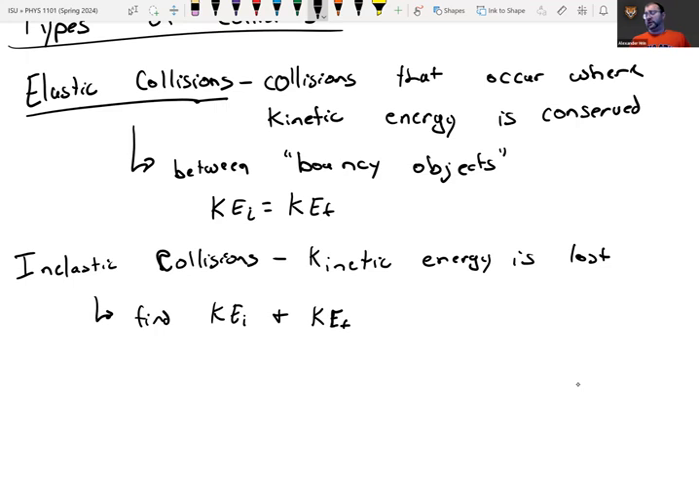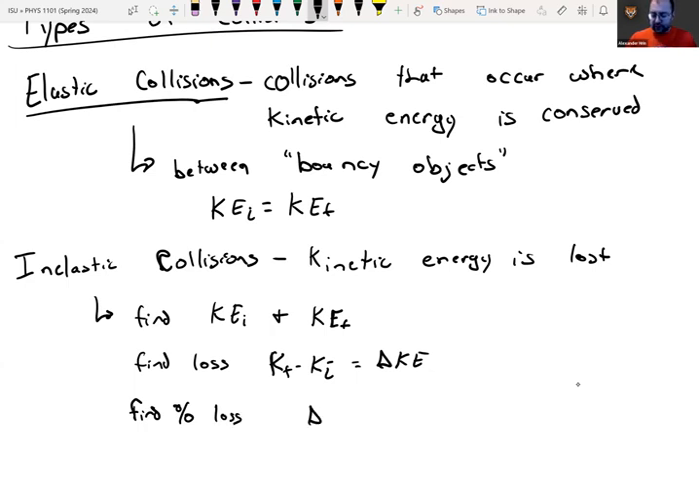Initial kinetic energy and final kinetic energy. Sometimes you'll be asked to find the loss. So find the loss. This would just be K final minus K initial. Sometimes you're asked to find the percentage loss. So that would be delta kinetic energy. Find percentage loss. This would be, actually, sorry, a loss would be K initial minus K final. That would be a change. A change would be K final minus K initial.